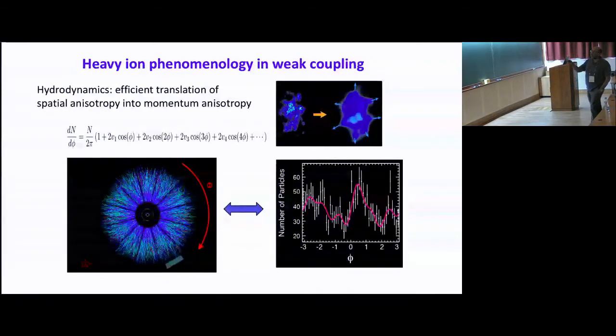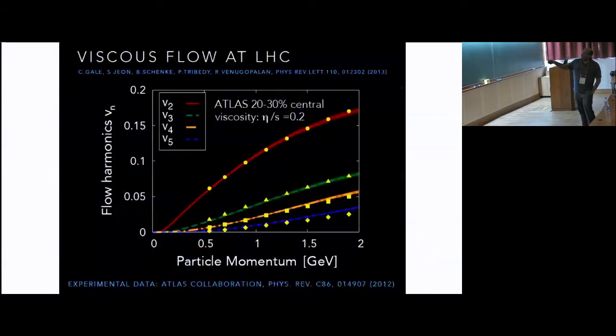Okay, and so remember I talked about this phenomenology, and so here are the different flow harmonics in this IP-Glasma+MUSIC model. So these are v2, v3, v4, v5, okay, the Fourier coefficients of that particle distribution in azimuth. And you see that for very low viscosity to entropy ratios, you find very good agreement with this particle momentum.